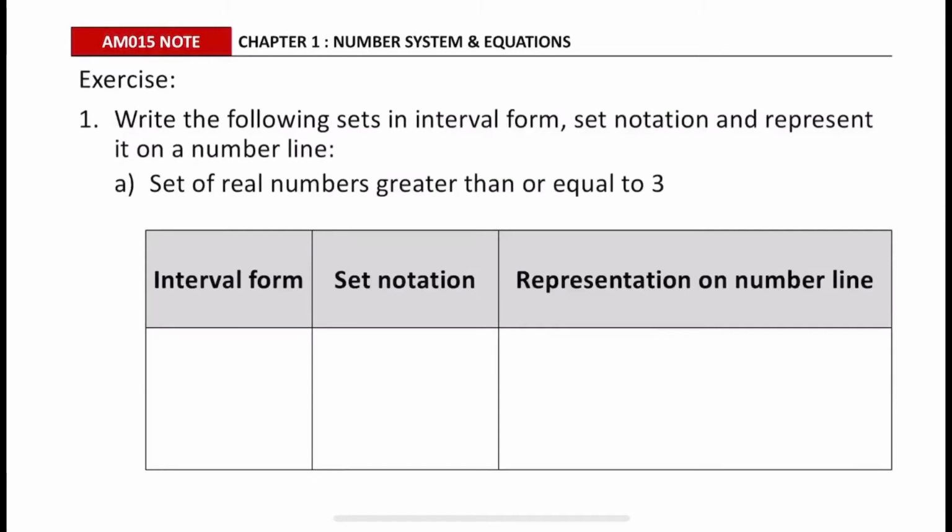So here is the exercise. The question is, write the following sets in interval form, set notation, and represent it on a number line. Question A is, set of real numbers greater than or equal to 3. This means that the numbers start from 3 and it goes on until infinity. So the interval form is an infinite interval, 3 to infinity.